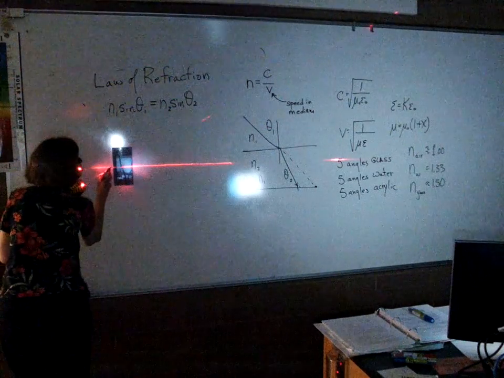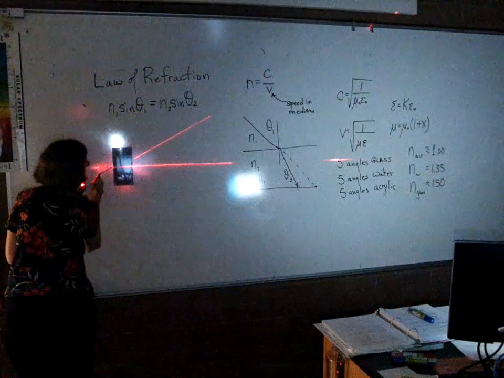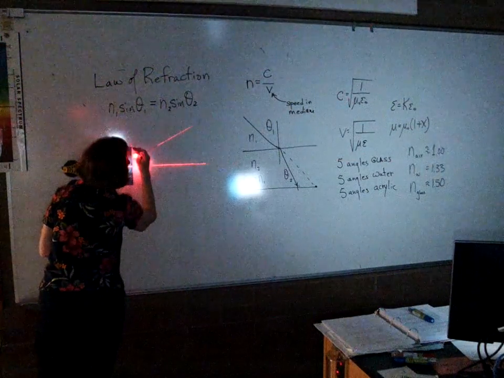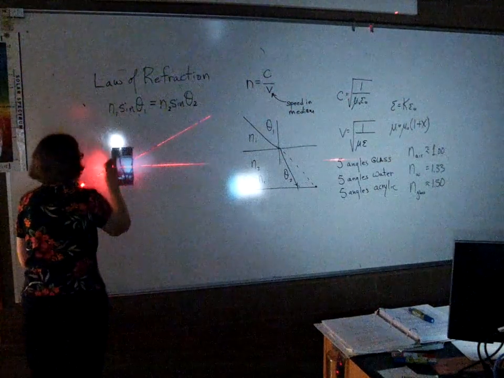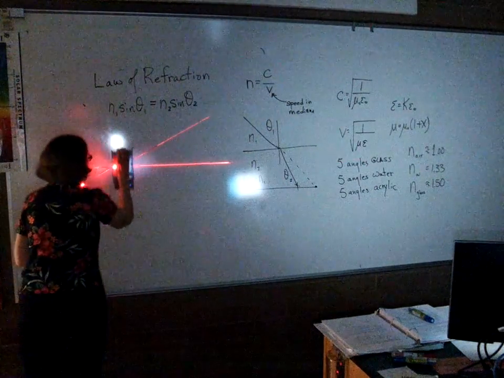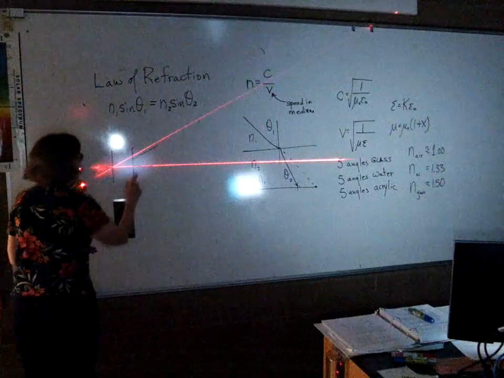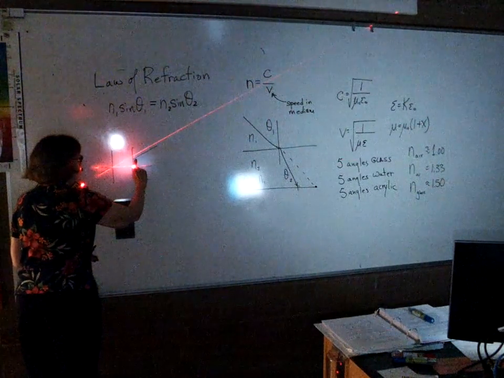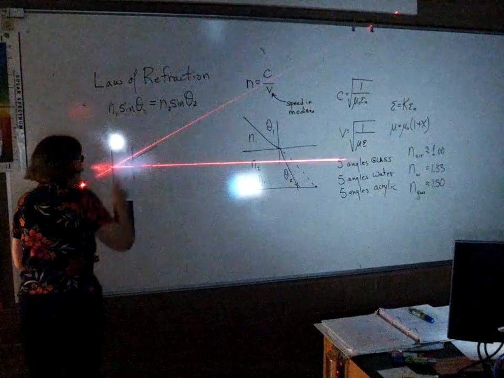So this is the baseline here, and this is where the ray comes out. But now look at where the ray comes out. You can see it clearly straight through, but when the acrylic block was here, it was at a different angle.